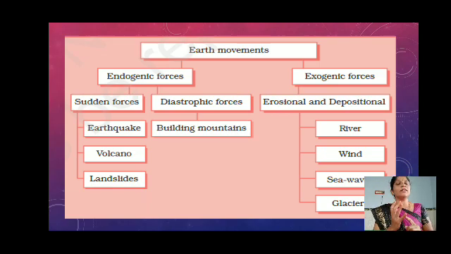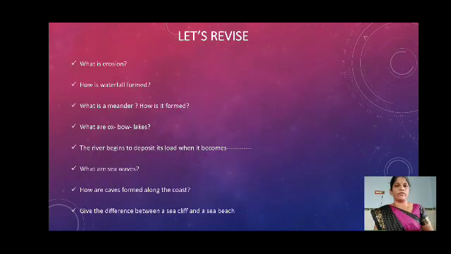The river. What changes does the river make on the earth? The water that falls from a steep place forms waterfalls. Then the bends are called meanders. The meanders make oxbow lakes. The raised banks are called levees. Then sea waves. What is the work done by the sea waves? Sea caves, sea arches, stacks, everything.